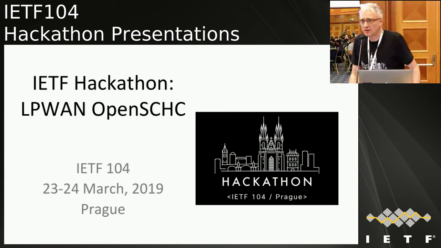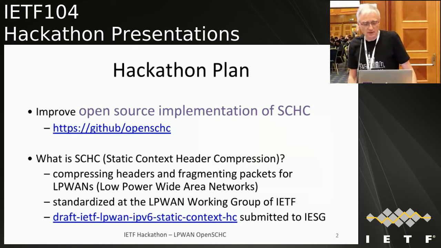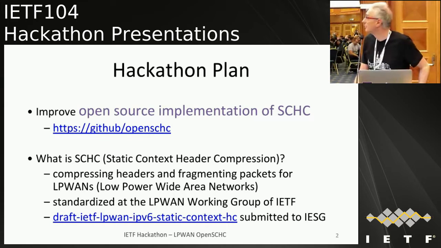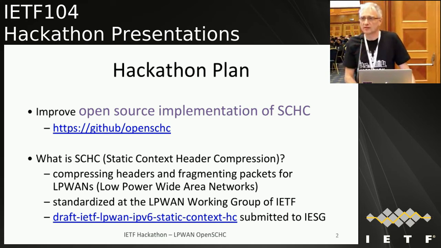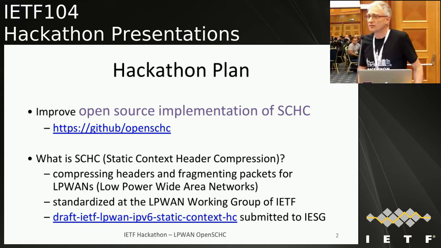Good afternoon. This is the report of the OpenSCHC project. So our plan here was to improve the open source implementation of SCHC. And SCHC, if you don't know, is the static context header compression protocol that's being developed at the LPWAN working group. The purpose of that protocol is to compress headers and do fragmentation and reassembly for extremely constrained networks with payloads typically of a few tens of bytes. So we intend to carry IPv6, UDP, CoAP messages over those kinds of networks. The current status is that we have a draft that describes the generic compression fragmentation engine that has been submitted to IESG for publication.